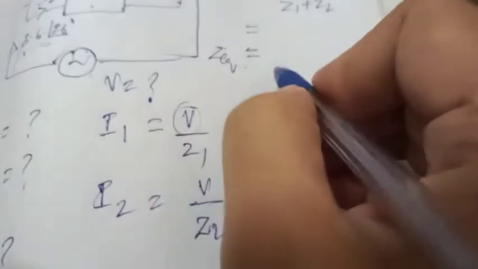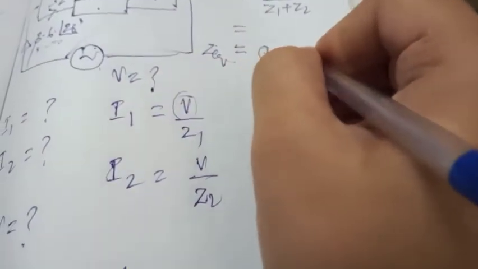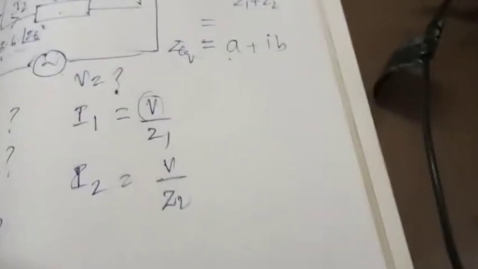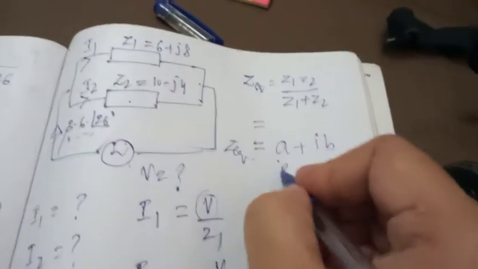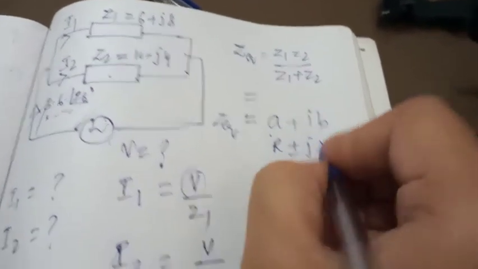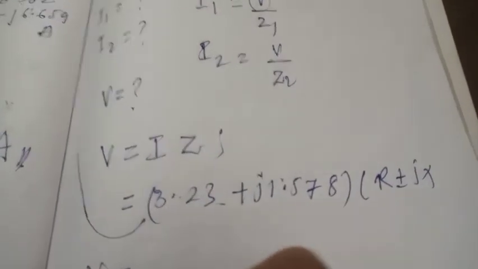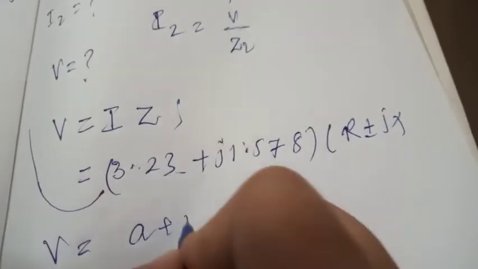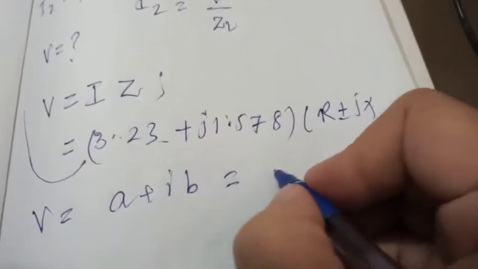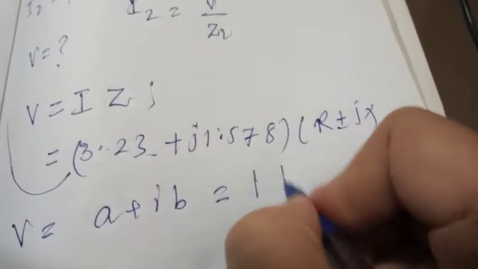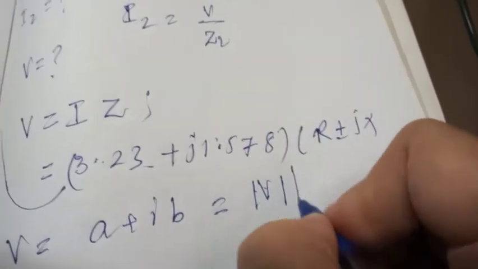Next, you know Z equivalent value, that will be in the form R plus or minus JX. You multiply that R plus or minus JX, then you will get V in A plus IB form. Then you convert that into polar form, then you will get some magnitude of V at some angle. Now this is actually the voltage.